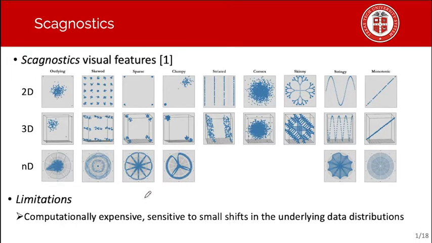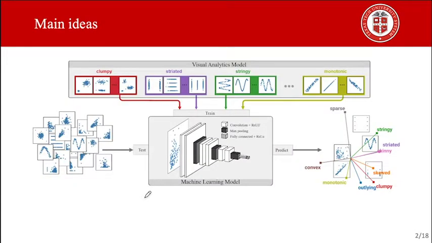However, conventional Scagnostics algorithms are computationally expensive, and they are also sensitive to small shifts in the underlying data distributions. Therefore, in this work, we propose a machine learning solution to this problem. We first use synthesized as well as real-life datasets and use the conventional scagnostic measurements to generate the scagnostic scores for these scatterplots. The generated scores and the scatterplots are then used to train our machine learning models. These learned models are then used to predict scagnostic measurements for unseen scatterplots.